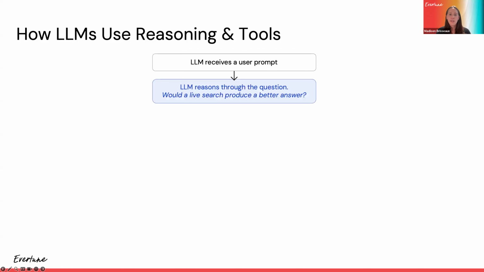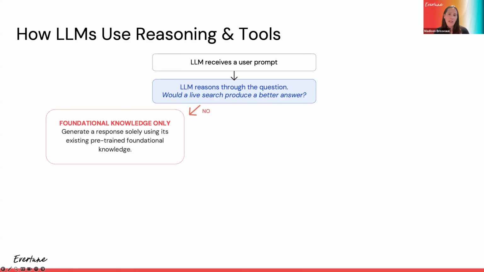The LLM reasons through the question, and it thinks to itself, would a live search produce a better answer? Do I have enough information? Would a live search make this a better answer? If it thinks, I have enough information to appropriately and accurately generate a response, then it will generate a response just using its foundational knowledge from that pre-training, med school and pre-med days.